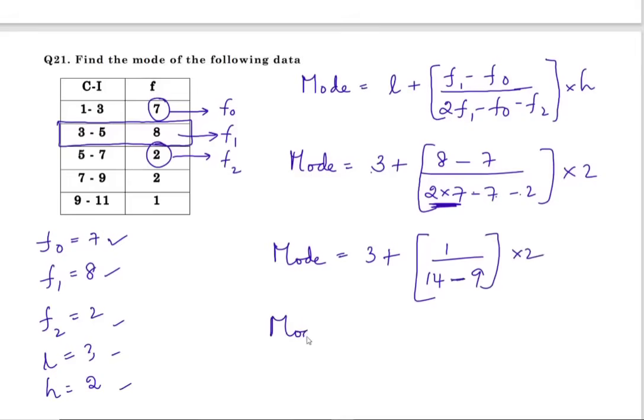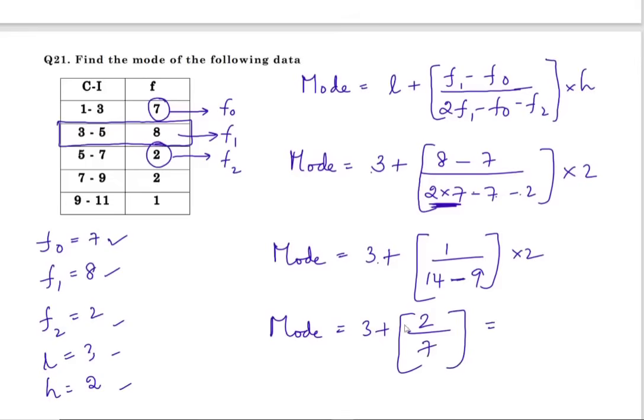Now mode equals, many of the students make a mistake here. See, 3 plus some value, that means the mode value you get is around 3 point something, or more than 3 itself. You will not get a value less than 3. Therefore many of the students add with the value of this. Now 2 ones are 2 divided by 14 minus 9 is 7.